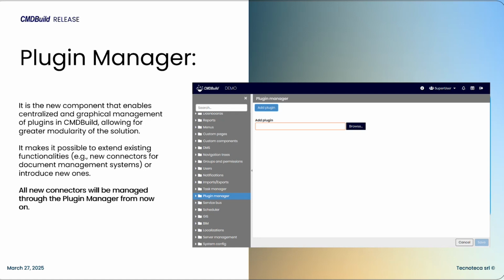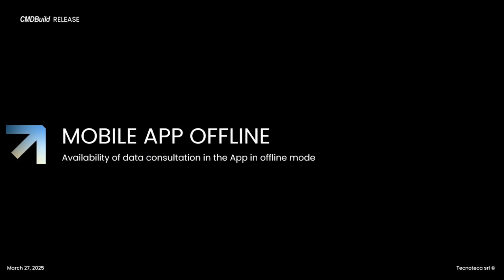So in our vision for the future, we see entire application modules being developed as plugins, such as every service desk workflow or a specific data model extension, making reuse, versioning, and installation across multiple instances incredibly easier. One of the most exciting new features developed with the plugin manager is the mobile app offline mode, a long-awaited feature that many of you have been asking for, especially openMAINT users.